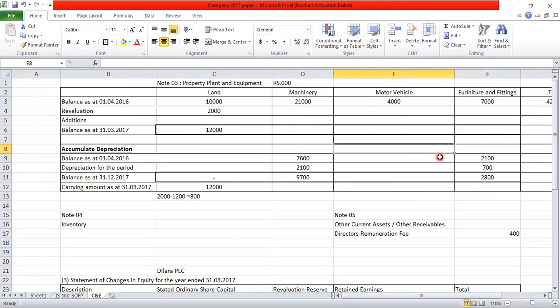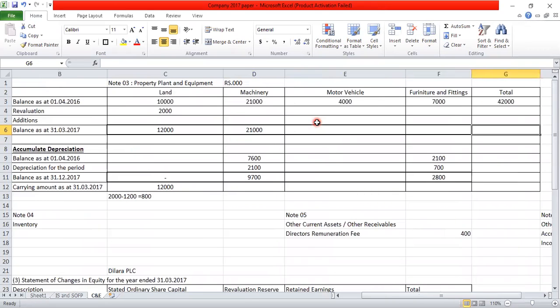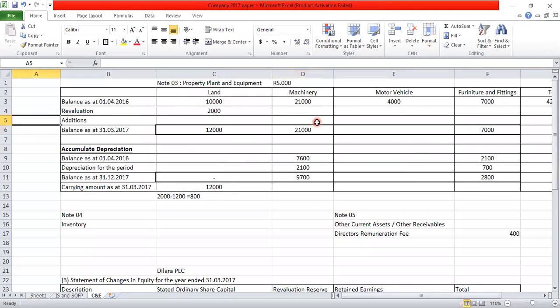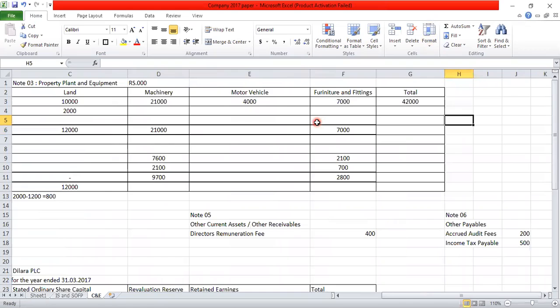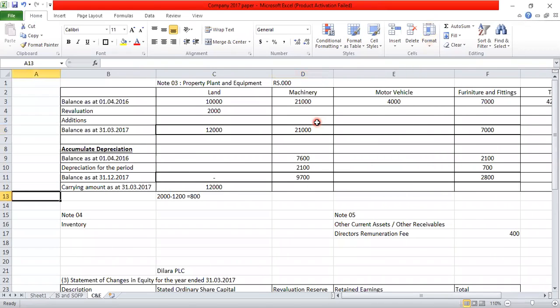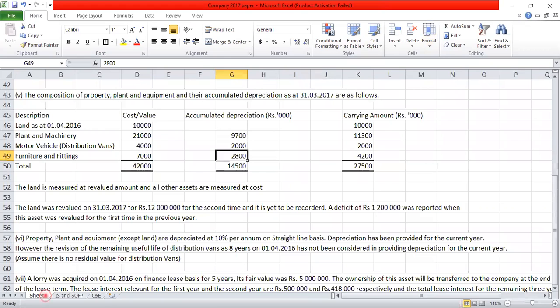So let me move on to the next one. Now we need to move on to motor vehicles. Before that, I want to finalize my machinery and furnitures and fittings. Machinery, I have not purchased anything, so I can conclude it as 21,000. And furnitures and fittings, I can conclude it as 7,000 because I have not purchased anything. But I have small additions in a motor vehicle. Before that, I want to do adjustment number 6 for your understanding, without wasting your time and mine too.